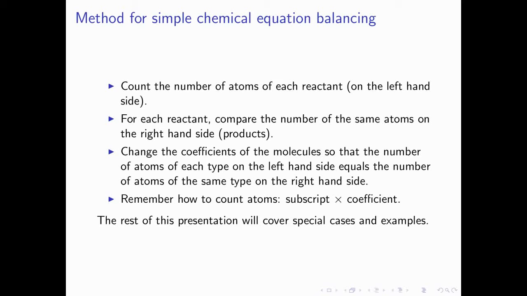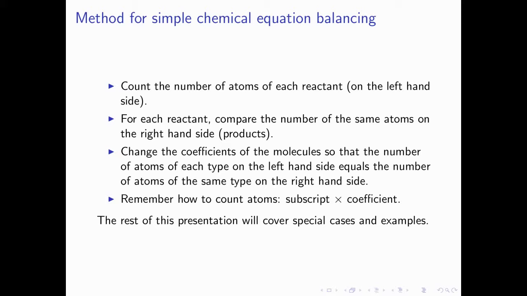In this video I will teach you how to balance basic chemical equations. Let's start with the basic method. First, count the number of atoms of each reactant, that is, the specific atoms on the left-hand side. Count the number of corresponding atoms of each product. Change the coefficients so that the equation balances, namely, so that the left and right-hand sides are equal.